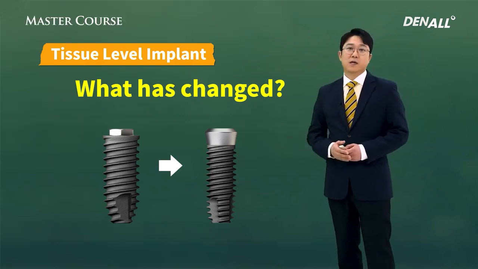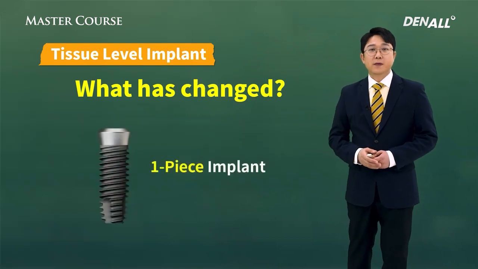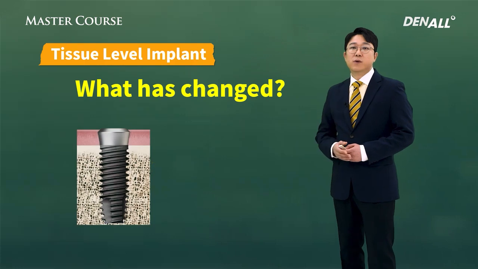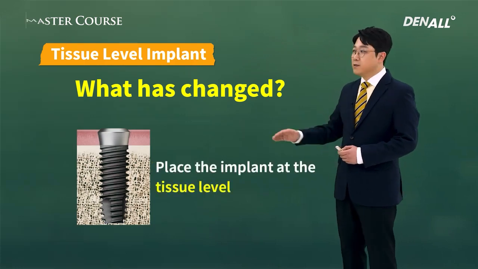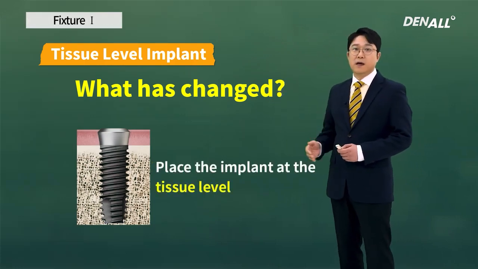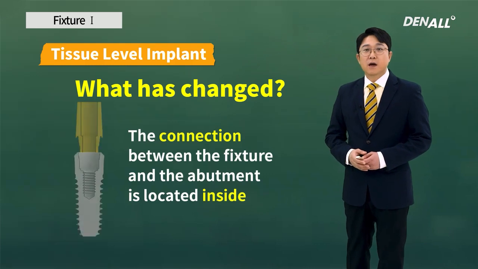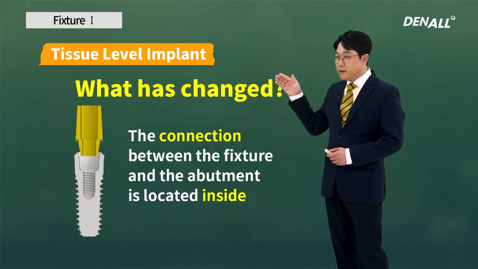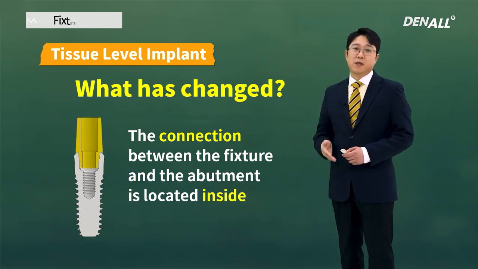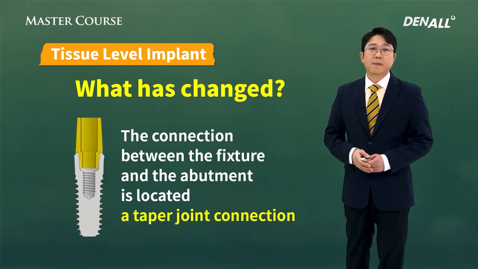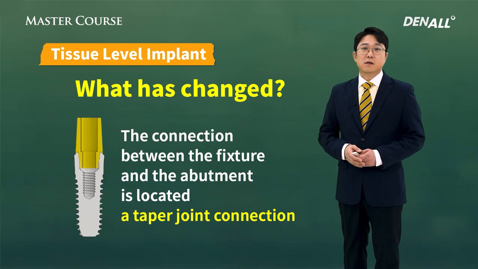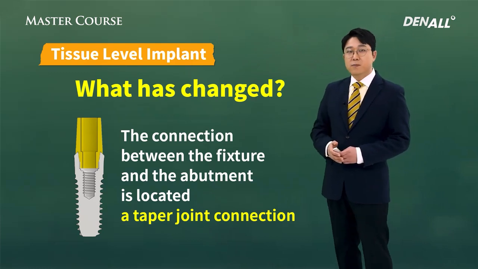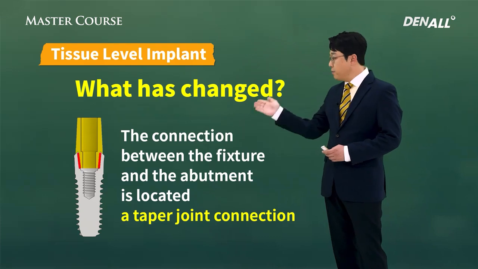Broadly, 4 things can be discussed. First, one-piece implant. Second, the implant is placed at the tissue level, the gingival level. Third, the connection between the fixture and the abutment is located inside of the fixture. Fourth, the connection between the fixture and the abutment is tapered.